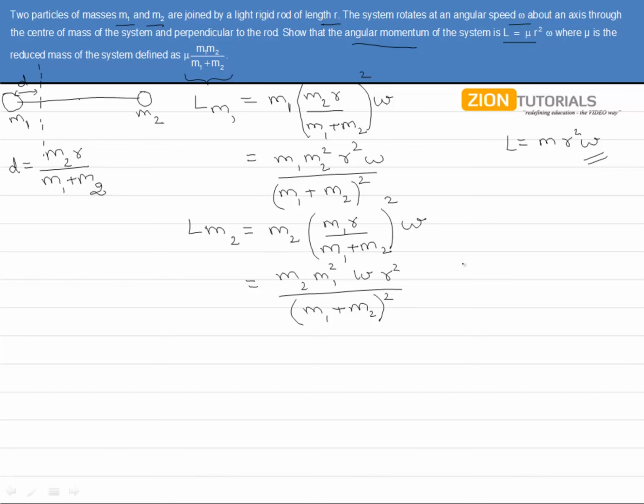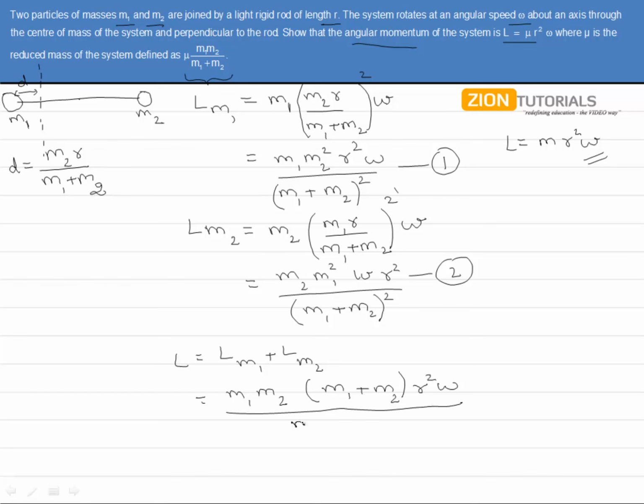Now marking both of these as 1 and 2, we can have the net angular momentum as L due to m1 plus L due to m2. So adding both of these equations, we get m1 m2 into m1 plus m2 into r square omega upon m1 plus m2 whole square, giving us mu r square into omega.